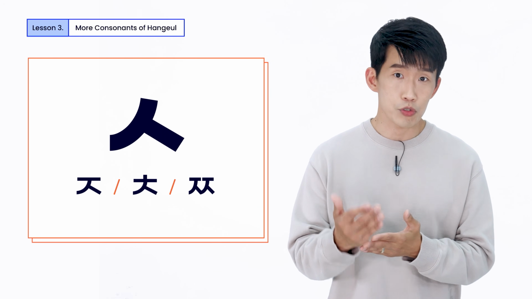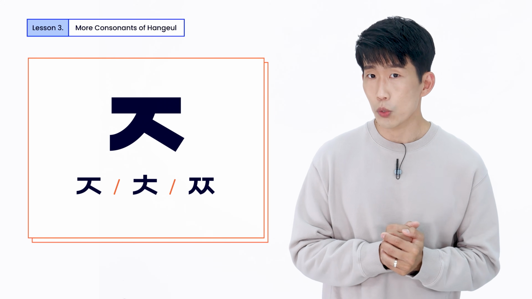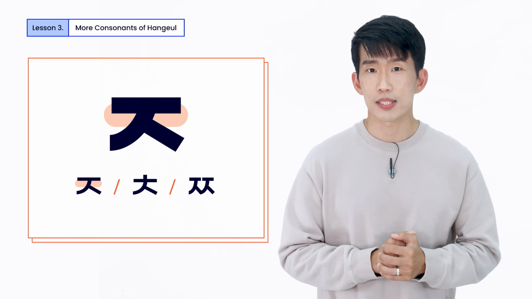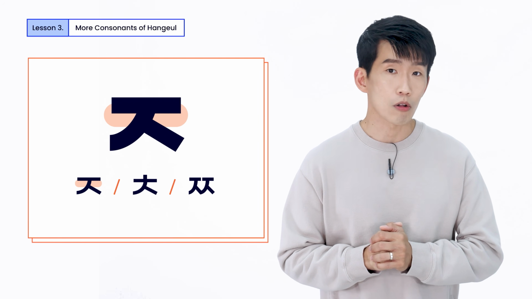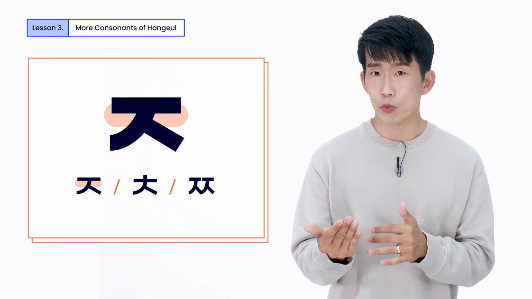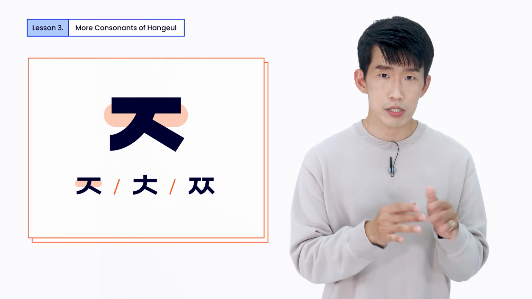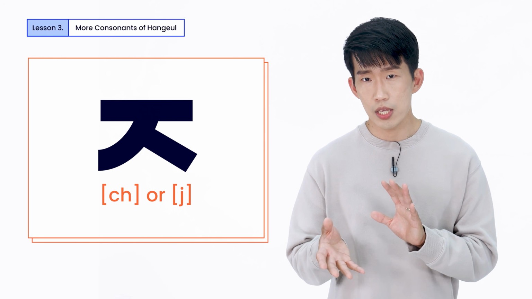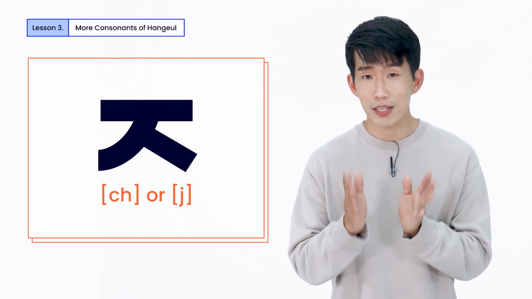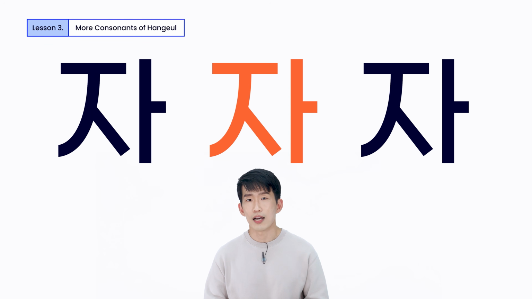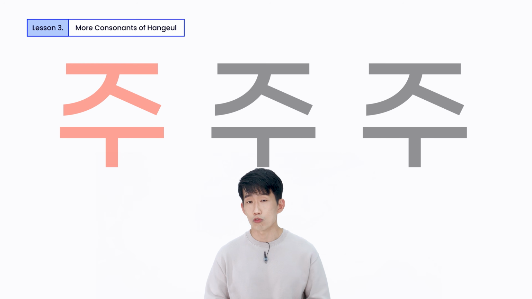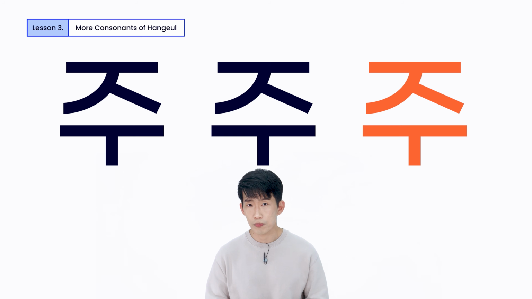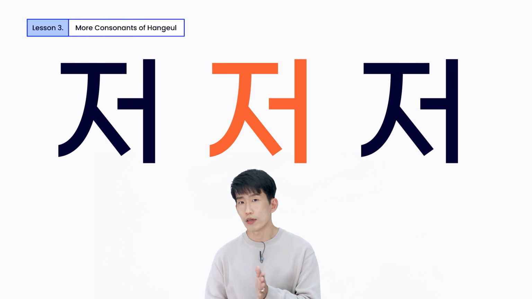You add an extra stroke on top of 시옷 and make this one. 지읒. 지읒 is what it's called. You're adding more friction to it like you did with other consonants. The sound is somewhere between CH and J, but not exactly either. So pay close attention to the original pronunciation. 자, 주, 저.